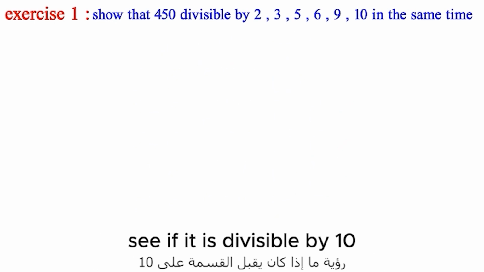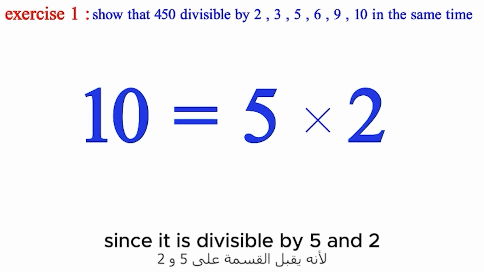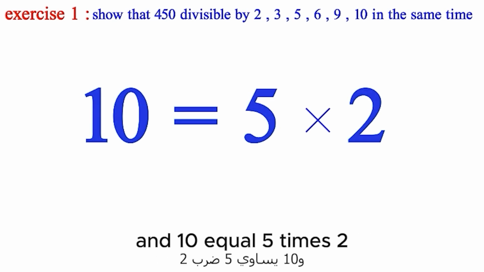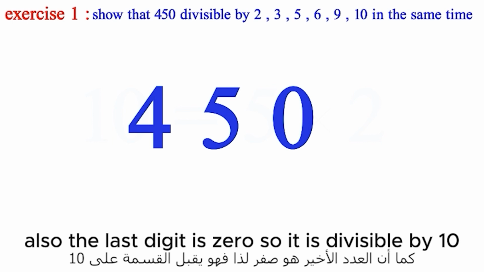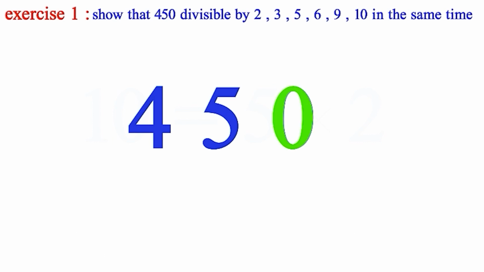See if it is divisible by 10. Since it is divisible by 5 and 2, and 10 equals 5 times 2, it is divisible by 10. Also the last digit is 0, so it is divisible by 10.